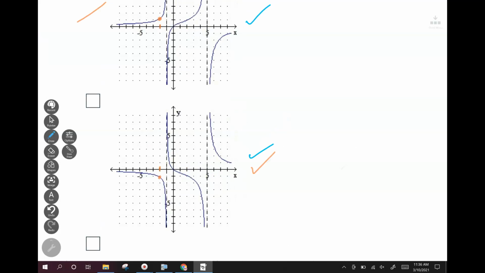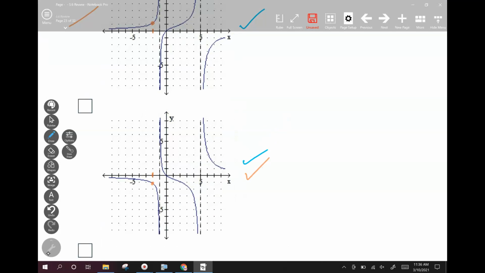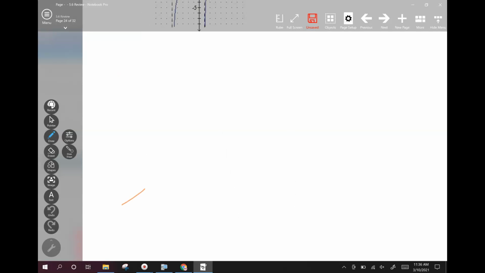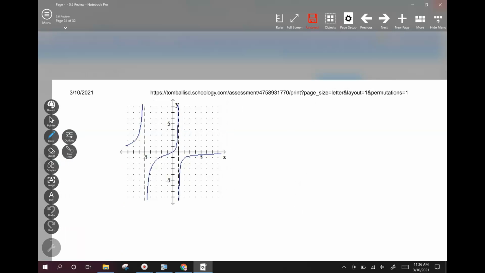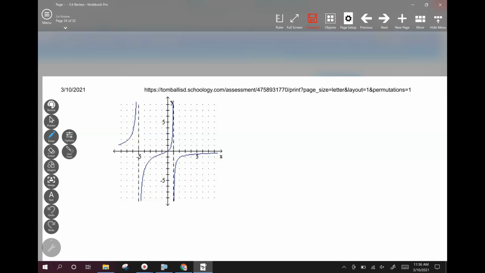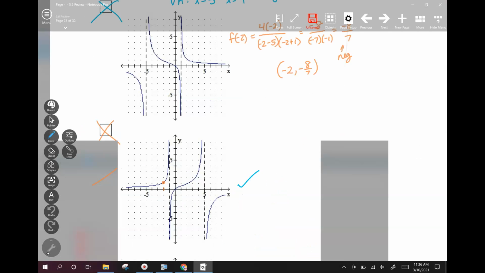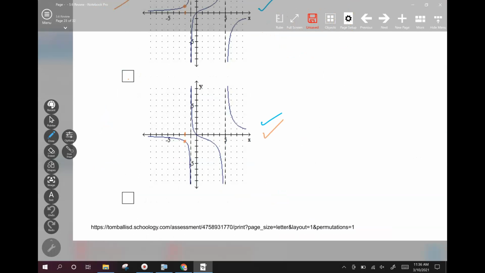So let's see if this is the answer or if we need to consider D. Let's see what D has going on. D has the vertical asymptotes in the wrong places. They were supposed to be at +5 and -1. So that means C is your answer. I could get it just by getting my vertical asymptotes and then plugging in one point for x to see where that curve should be.